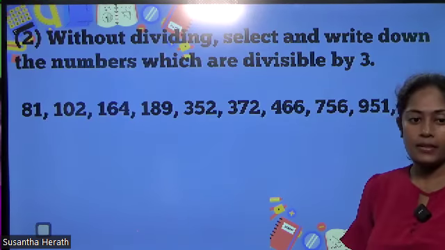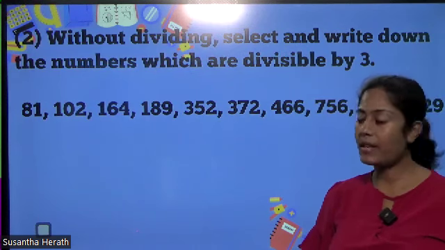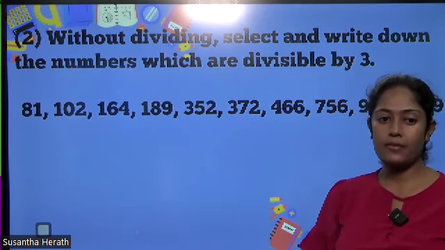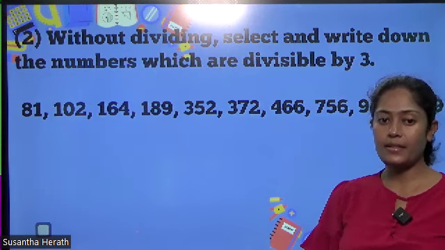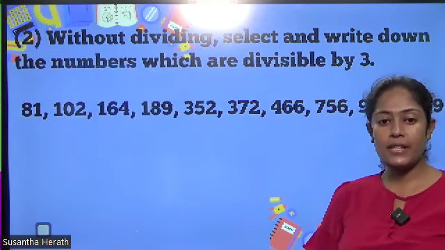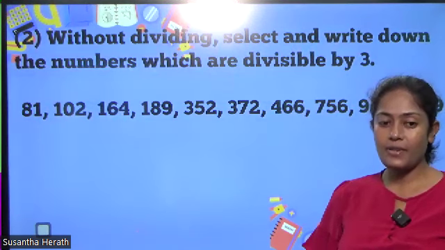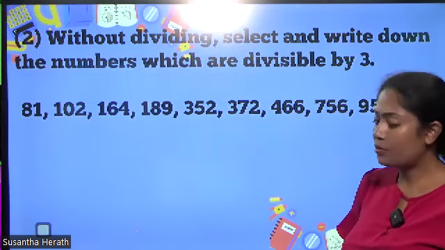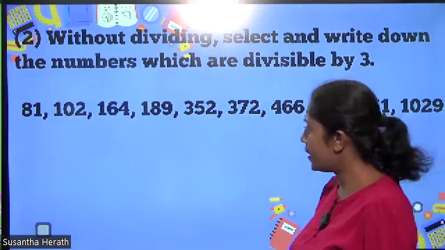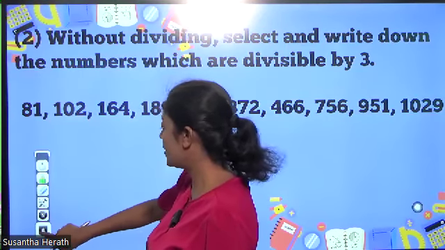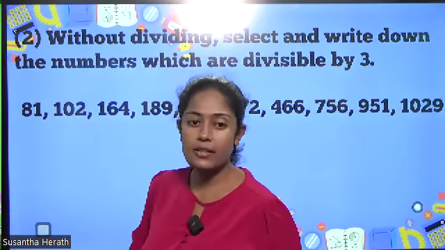Here, this is the question in your exercise, right? Without dividing, select and write down the numbers which are divisible by 3. Now what we have to do, again you can use that table from the prior exercise we have done. Like that you can arrange a table. First two I'll do for you. First one, 81. First we have to check the digital root.